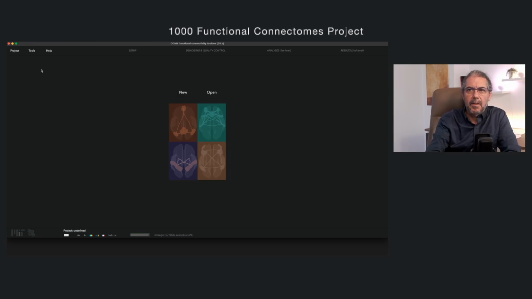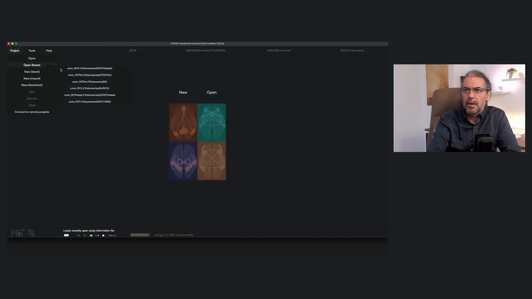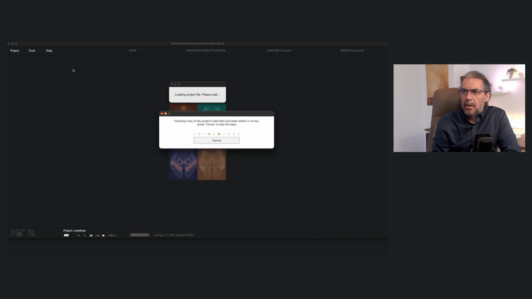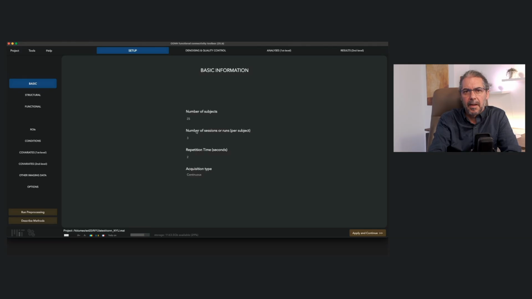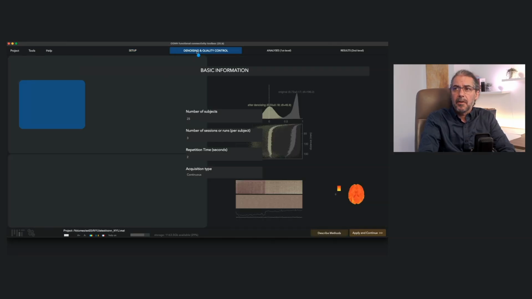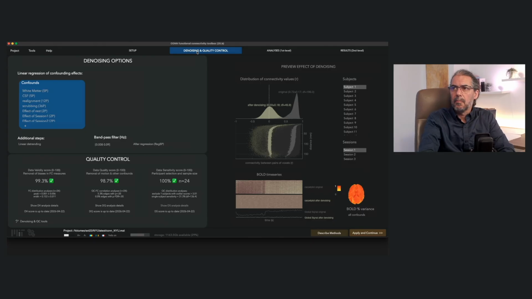Let me load. This is the NYU TRT dataset. It contains 25 subjects, 3 sessions from each subject. I'll put in the description links to how to download this data if you want to follow up this example. This data has already been pre-processed, including realignment, slice timing correction, identification, MRI normalization, and is ready for denoising, which in conn will happen here in this tab, in the denoising and quality control tab.